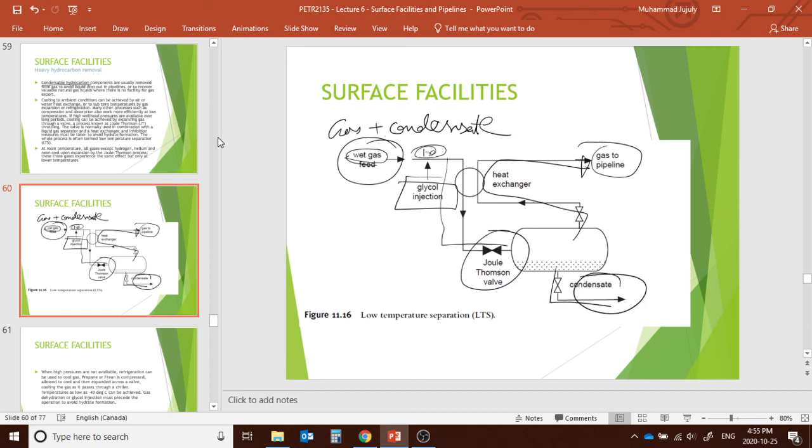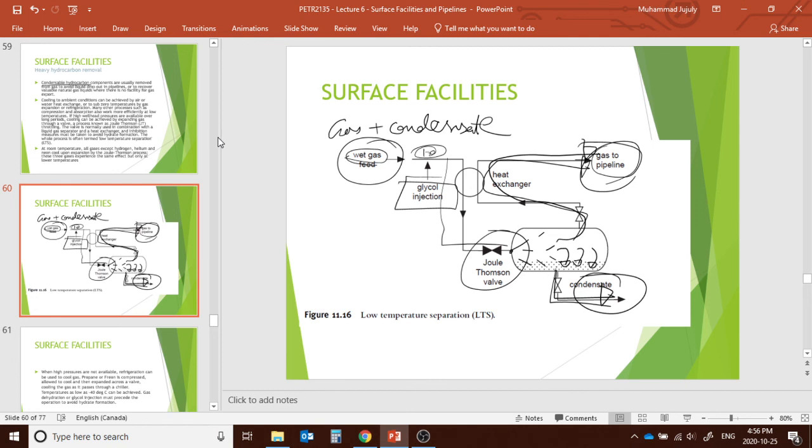So what does the Joule Thomson valve actually do? What is the Joule Thomson effect? The Joule Thomson effect is just like how refrigeration works. That means if the inlet channel is very narrow and the gas flows at very high pressure, then all of a sudden if the gas expands, the gas temperature will be significantly lower. Okay, and in that case the gas condensate would be condensed down, and the condensate will go out, and the dry natural gas will go out through this heat exchanger, and we can send it to the pipeline.